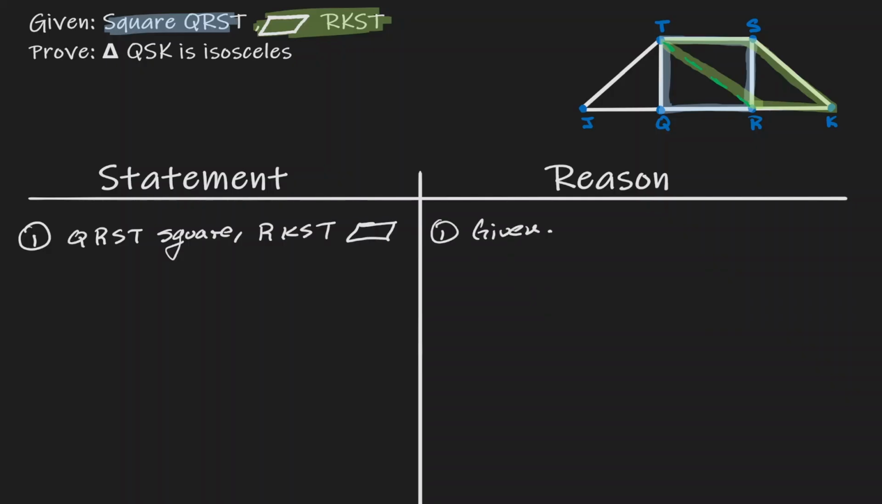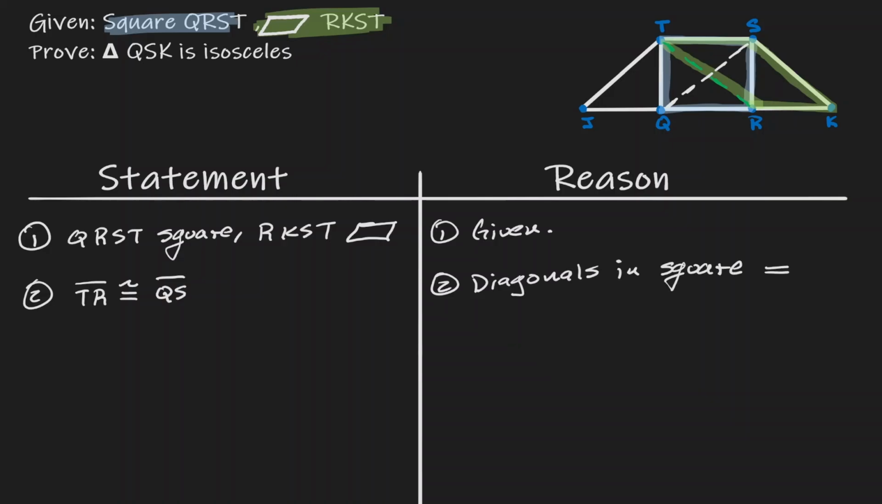Now, one property about squares is that its diagonals are congruent to each other. So let's introduce a new diagonal here. Let's call it QS. Then we can claim that TR is congruent to QS. Diagonals in a square are congruent. So let's show that on the diagram. So we know that QS is congruent to TR.